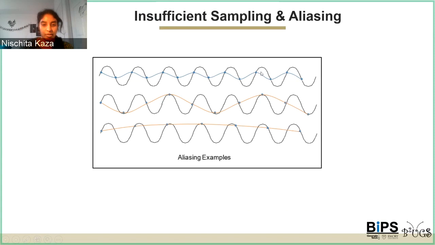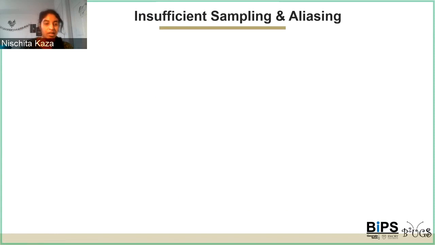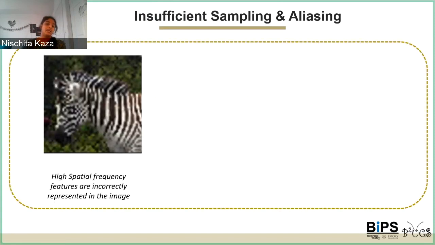In a 2D image, something similar happens. If you're not sampling high enough, you can see that this image of a zebra looks pretty weird, and there's a bunch of these checkerboard patterns, especially around the snout. So the high spatial frequency features aren't correctly represented, and they're incorrectly represented as some lower spatial frequency.